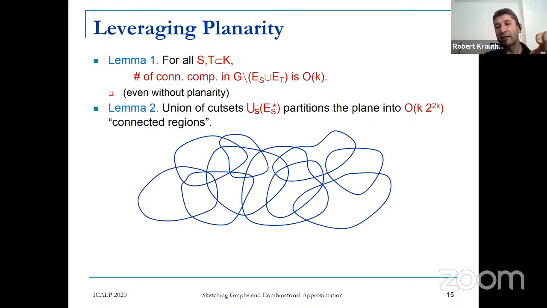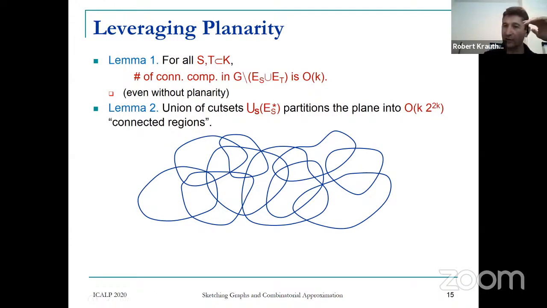Suppose I take the union of all these cycles, which are all the cut sets. If you look at this picture in the plane and I remove these blue cycles, how many different pieces do I get? How many connected components, or regions, as I call them here, do I have in this picture? And I argue that you only get something like 2 to the 2K regions.